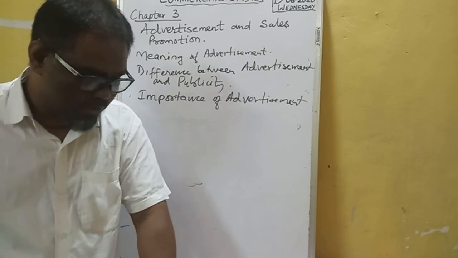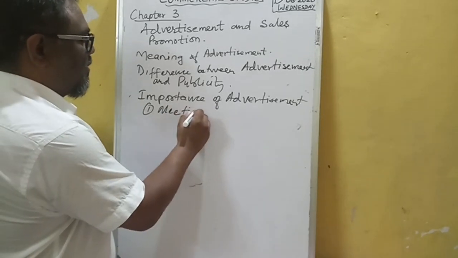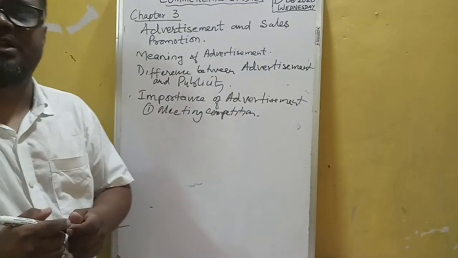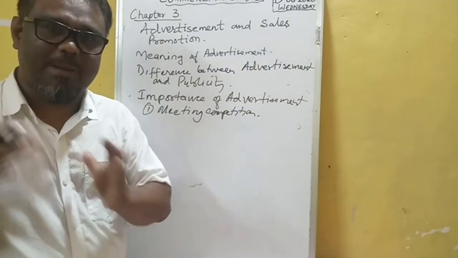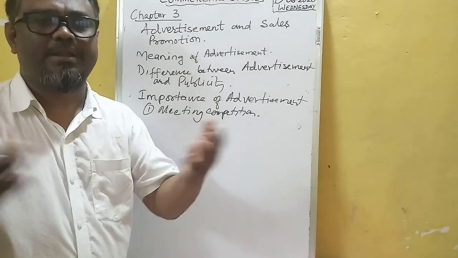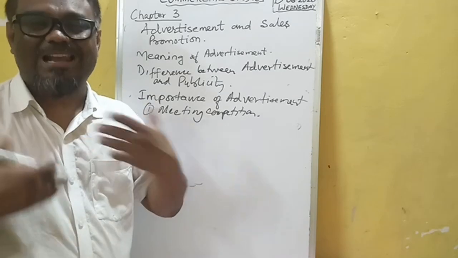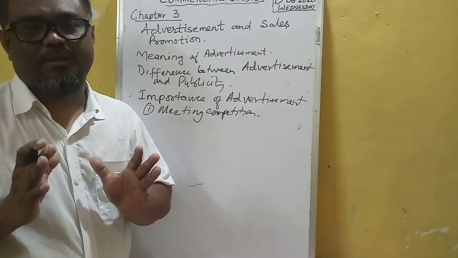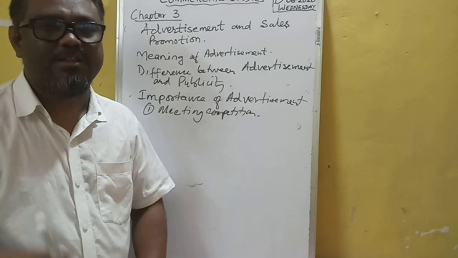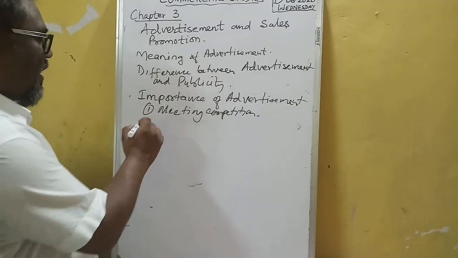Why is it a must for traders? Number one is meeting the competition. There are so many competitors in the market selling the same type of product under different brand names. The producer has to challenge the competitors. If he does not do the advertisement, he cannot sell his product. So to combat the challenges of competitors, he has to advertise and stimulate demand, to keep the demand continuous.